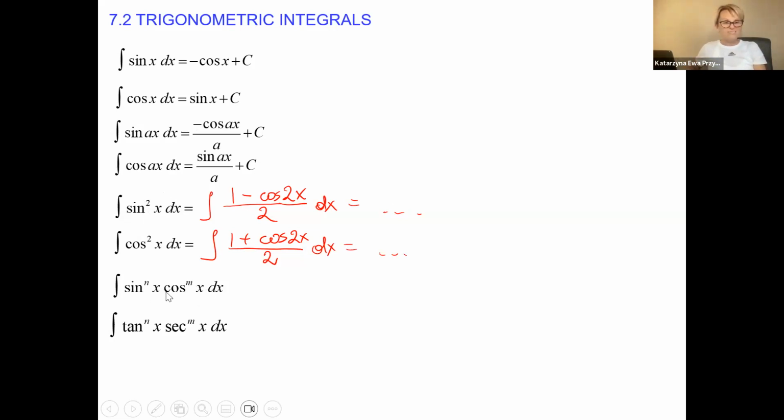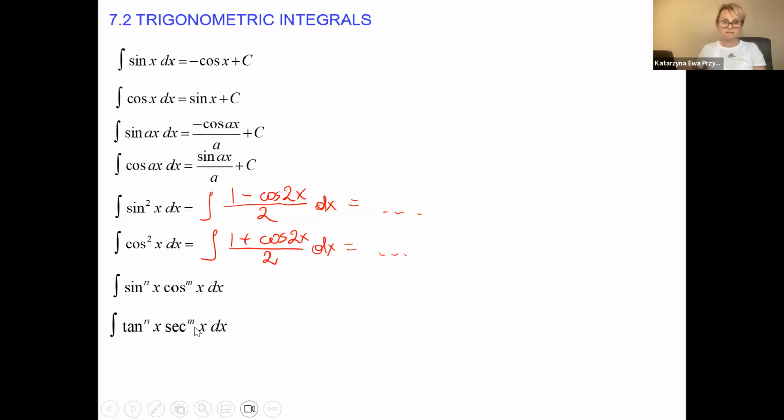And now we did a little bit of this, sine of x times cosine of x, or tangent of x times secant of x. Depends on the powers. If both of them are even, we will use half angle for sine and cosine. If it's both odd, or even and odd, we will just use the U substitution. One of the ways will work.